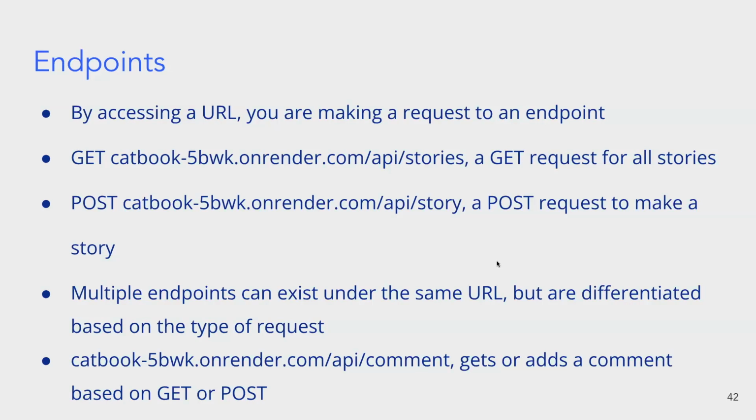So if we do a GET against /API/stories, that's going to be a GET request for all the stories. If we do a POST request against API/story singular, that's going to be a POST request to make a story. And we can have lots of endpoints under the same URL, but they must all have a different request type. So if we were to access API/comment, its behavior depends on if we make it a GET or a POST. Making it a GET is going to retrieve a comment, and making it a POST is going to create a new comment.